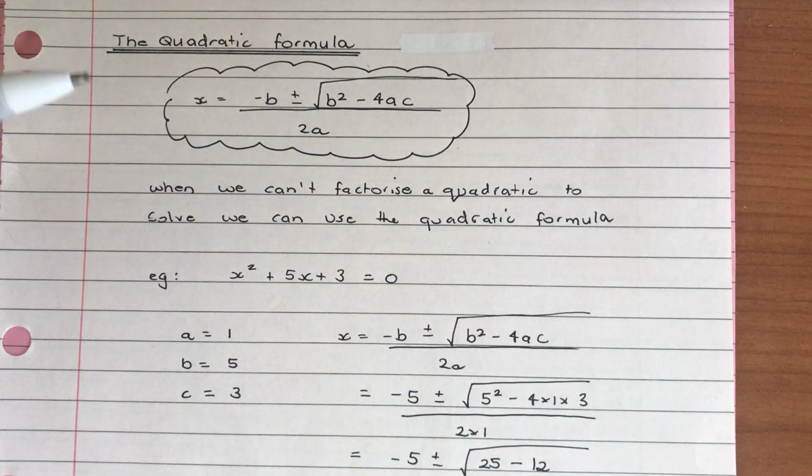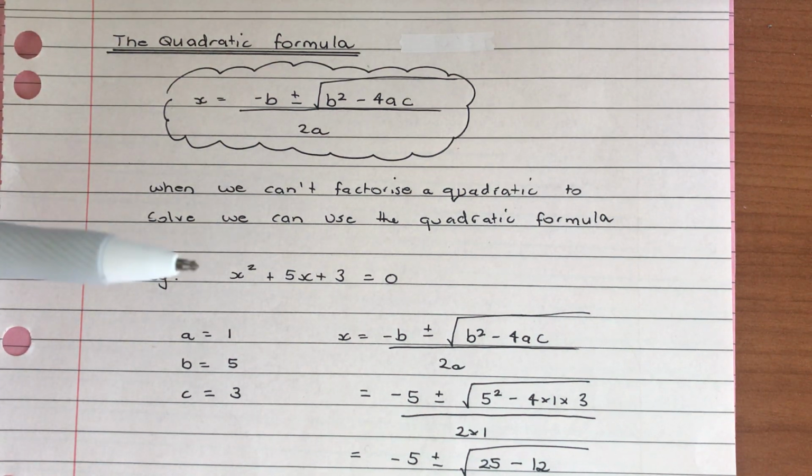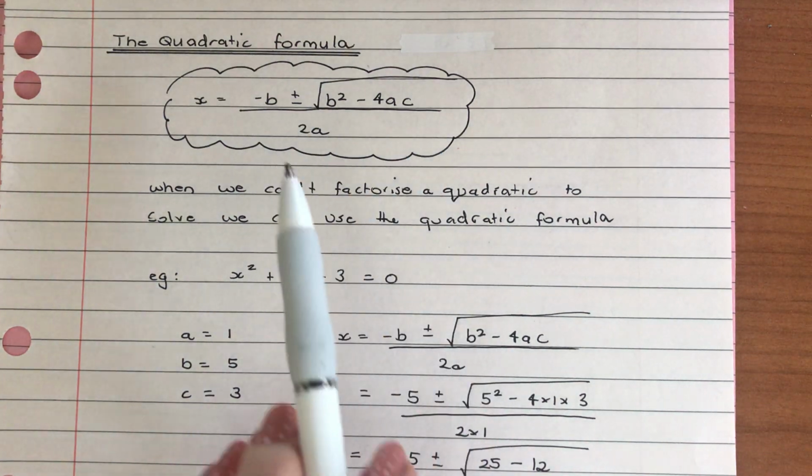I'm having a look at the quadratic formula today. Now, the quadratic formula is what we can use for quadratics if we want to solve them and we're not able to factorize them. So when we're solving quadratics, obviously factorizing is the quickest way to do it, but if you can't factorize, then you can use the quadratic formula.